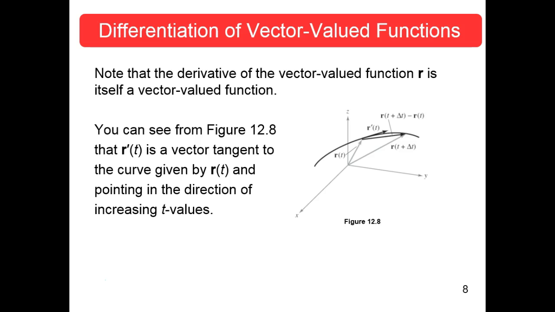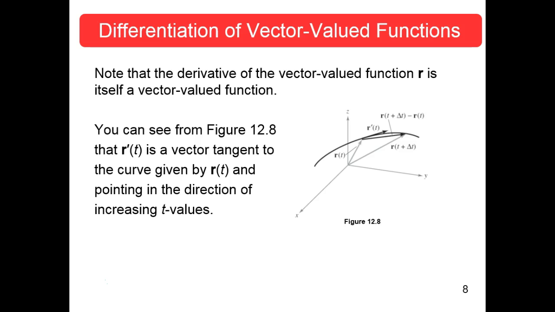So if r of t is here and r of t plus delta t is there, then r of t plus delta t minus r of t would be this vector here. That's your numerator vector divided by delta t, and as delta t gets closer and closer to 0, these are coming back and becoming the tangent vector. And notice that as t is increasing, r is going in that direction, so your r prime is going to be in the same direction as increasing t.